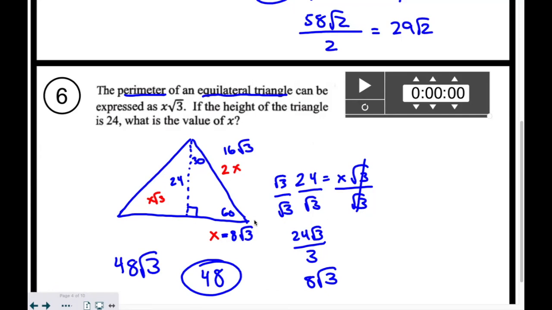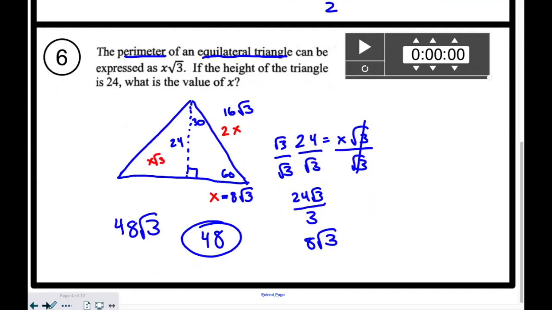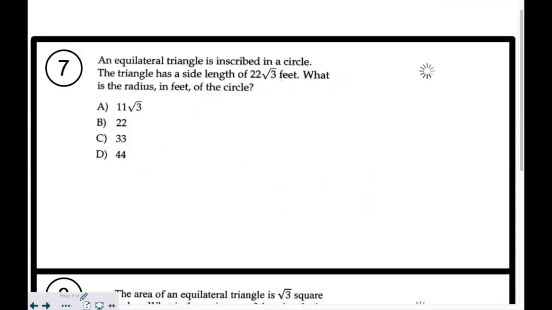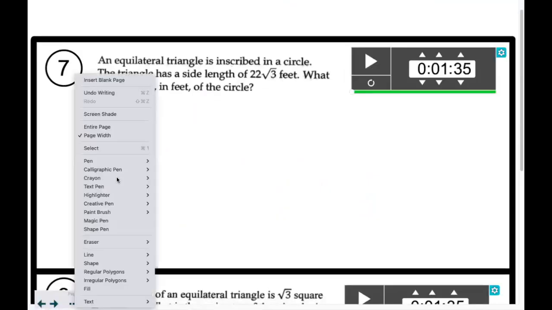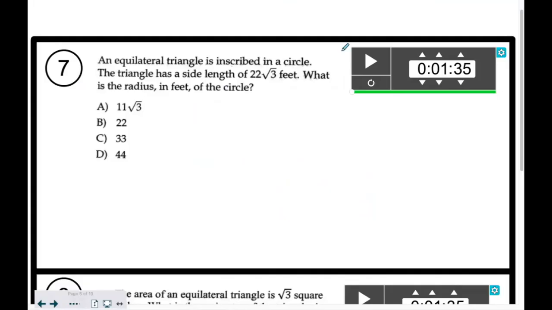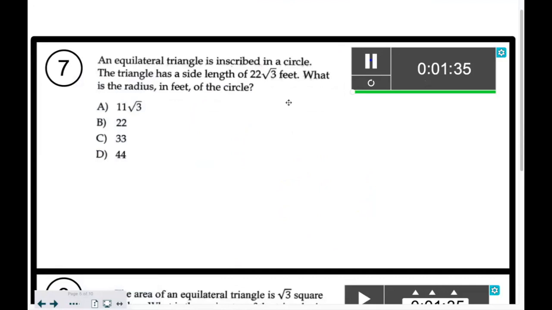All right, got it. Okay. All right. Let's keep going. Yeah. So here we go. We have another one, another 30, 60, oh sorry, another equilateral triangle. But this one is inscribed in a circle. All right, so try that one.